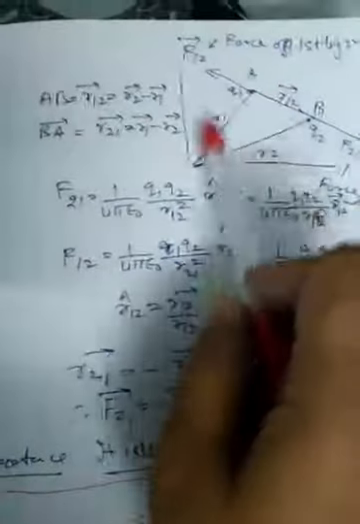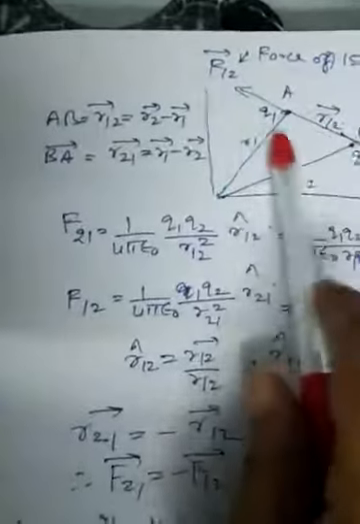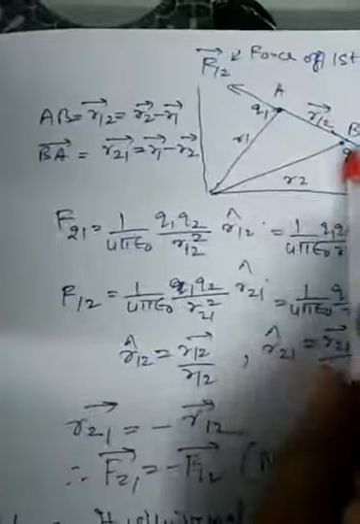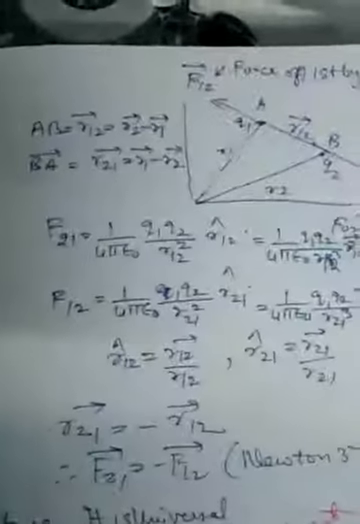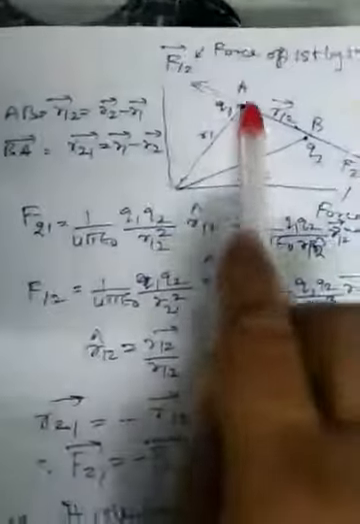Now let us say AB. AB is calculated as B minus A, which means R2 minus R1. If you take BA, BA will be taken as A minus B, that is R1 minus R2. So this is how we can take the values of AB and BA.